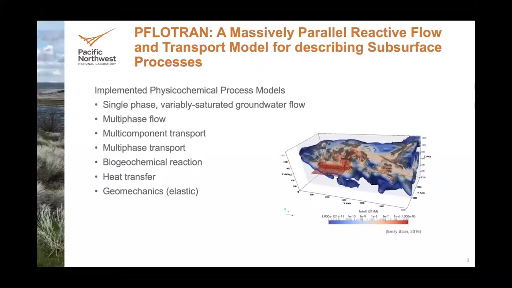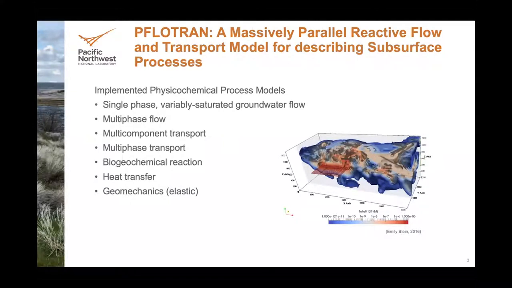So what is PFLOTRAN? PFLOTRAN is a massively parallel reactive transport model for describing subsurface processes. P here means parallel. Parallel is the most important feature of PFLOTRAN because it can be used for large-scale model simulation. Flo simply means groundwater flow, and Tran means transport, including both energy and mass transport.